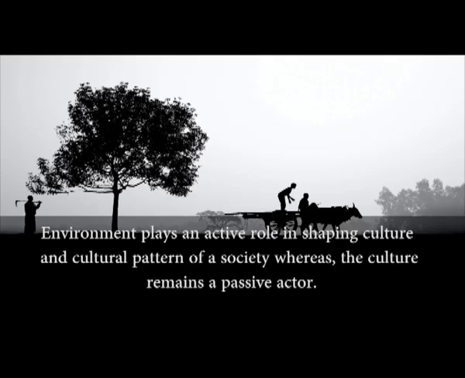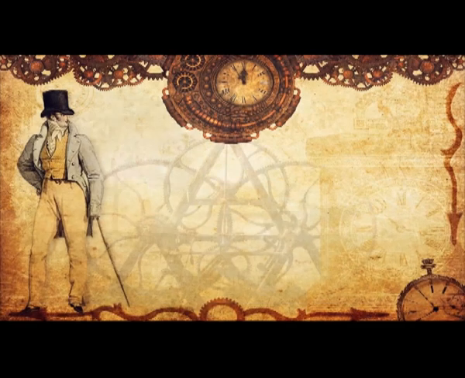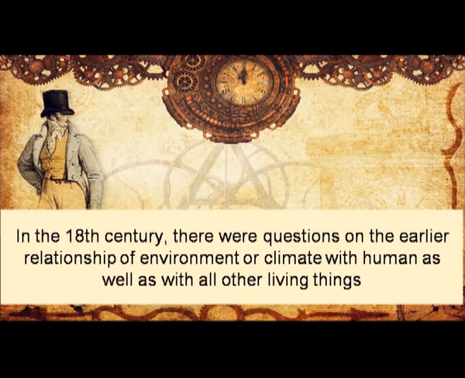If you look into the earliest theory used in explaining the nature-human relationship, we will find that the ideas of environmental determinism were given by Greek and Roman scholars like Hippocrates, Pliny, and Cicero. In the 18th century, there were questions on the early relationship of environment or climate with humans as well as with all other living beings. After this, a significant change was brought in the 19th and early 20th centuries in the academic platform.